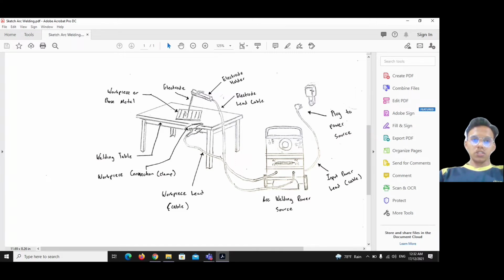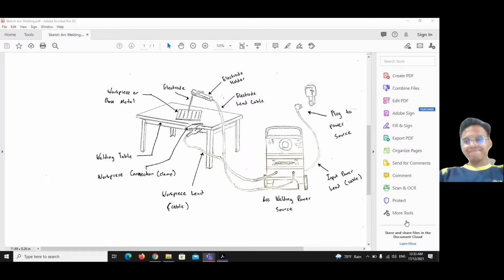Okay, this one is the workpiece or piece of metal. If we want to try or do some project, we will do it on the metal before doing the real one. Okay, this is the welding table. The welding table is metal for sure. Okay, that's all for me.